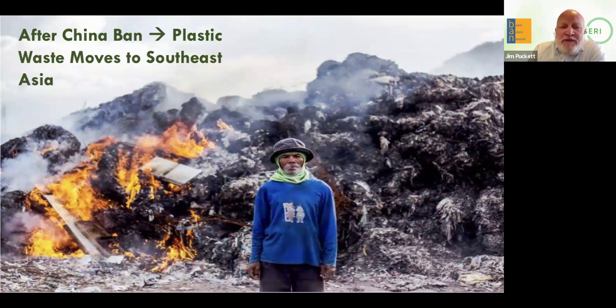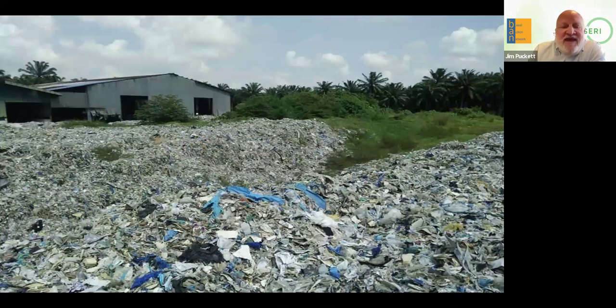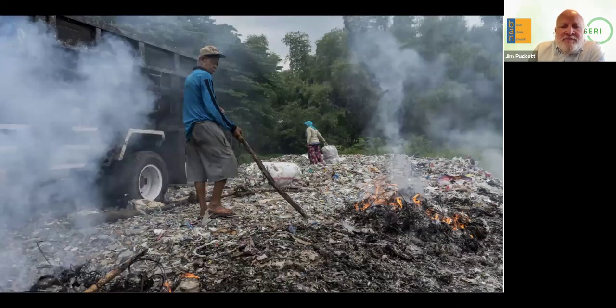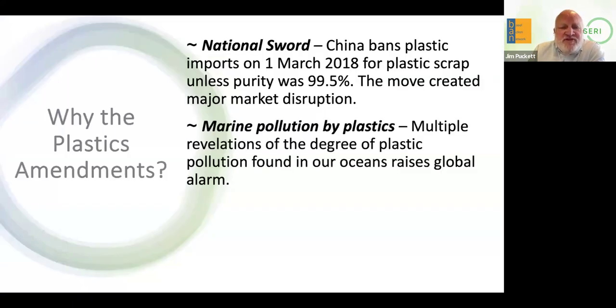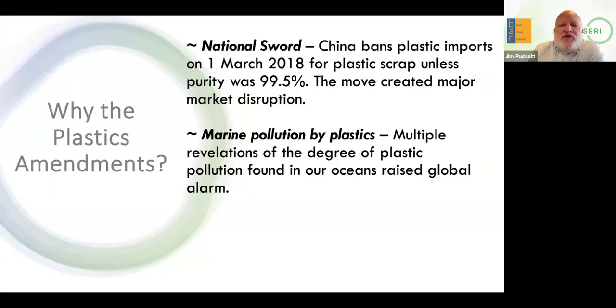And the impacts there were being reported on by journalists and NGOs and others as horrific situations where a lot of open burning was taking place, a lot of dumping in rural areas. And this really created an impact on the global community and the decision makers at the United Nations, for example. The other big issue that was going on was marine pollution by plastics. And many were realizing that this was a serious problem. We were getting more plastics in the ocean than fish. And this was another huge impetus to creating these amendments.